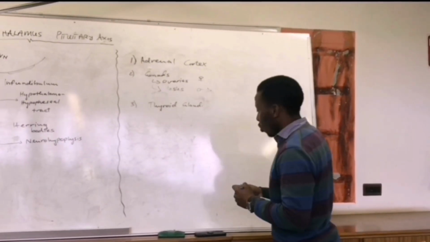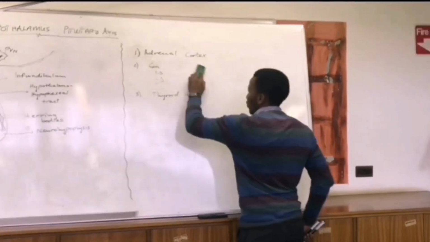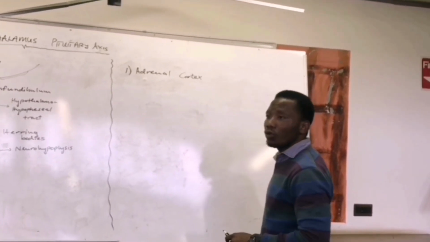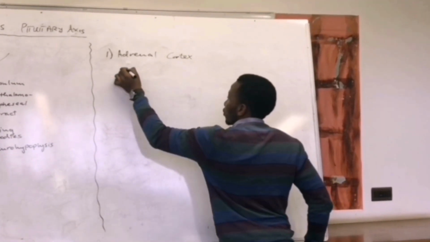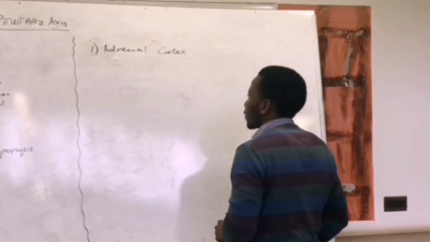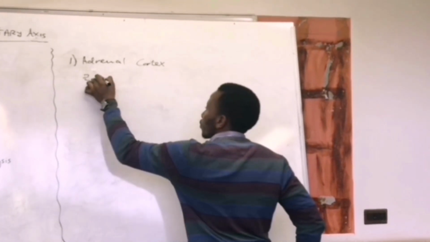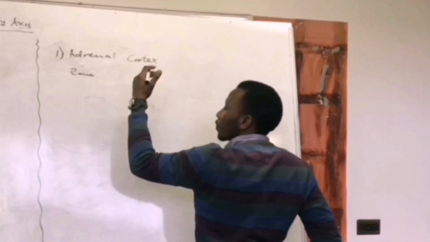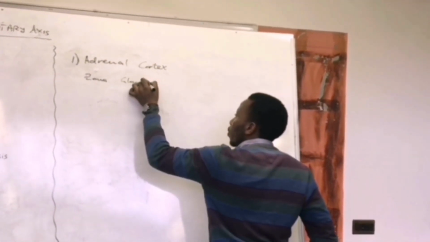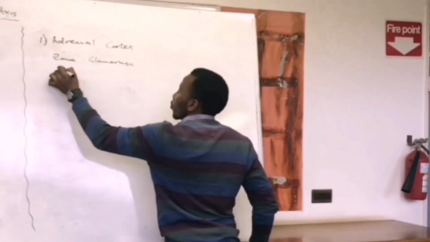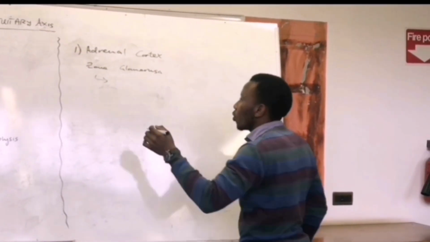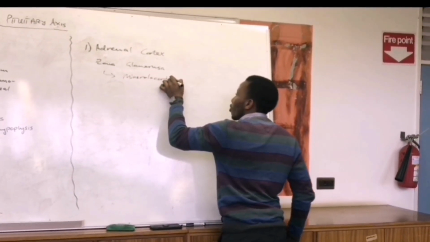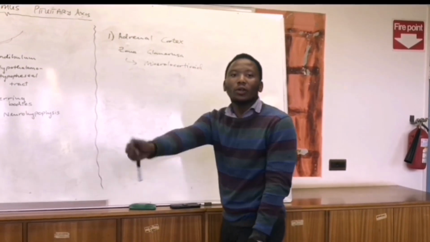So let's talk about the adrenal cortex initially. The adrenal cortex is divided into 3 sections. The first section is called the zona glomerulosa, alright? We are going from the cortex all the way to the medulla, so from the outermost portion of the cortex, we have the zona glomerulosa. The zona glomerulosa will produce what we call mineralocorticoids. A good example is your aldosterone, okay?